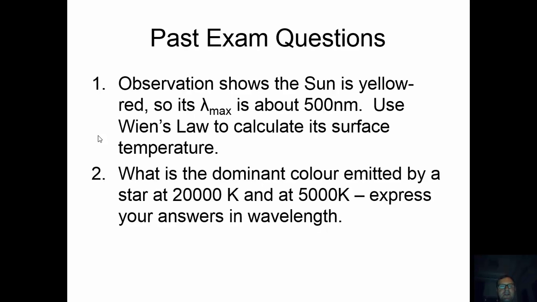So, past exam questions. Observations show that the sun is yellow-red, so therefore its maximum wavelength is about 500 nanometers. Use Wien's law to calculate its surface temperature. Second question. What is the dominant color emitted by a star at 20,000 Kelvin and at 5,000 Kelvin? Express your answers in wavelength. So both of these use Wien's law, but in both directions. Take a moment, use that calculation.